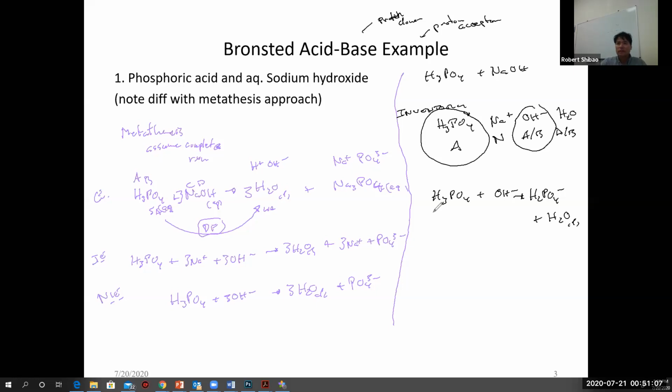So what's the driving force here? The driving force is H3PO4 is a stronger acid, and then we're going to a weaker acid. Which one of these is the weaker acid? Is it H2PO4 minus? If we went backwards this way, it'd be losing a hydrogen, and that's not what we have. So it looks like H2O liquid is the driving force. So we're going from stronger acid to weaker acid. That would be that.